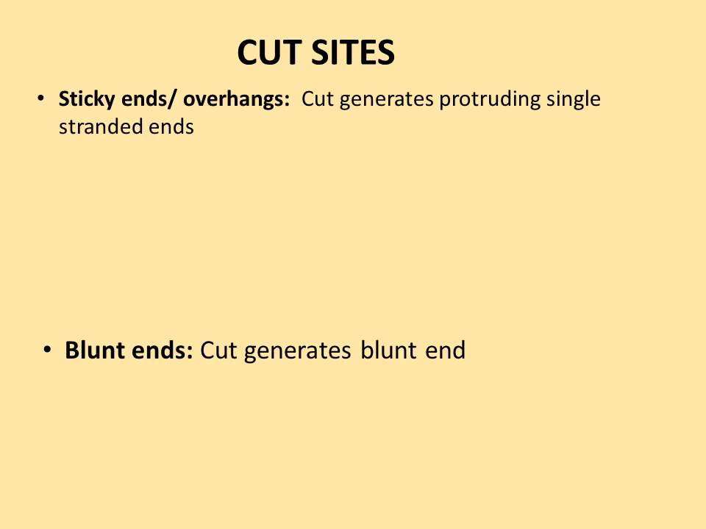Restriction enzymes, after recognizing the unique sequences, cut at specific sites. As I mentioned previously, type 2 restriction enzymes cut at specific sites within the recognition sequence only. Restriction enzymes after digestion generate 2 types of ends, either sticky ends or blunt ends. Sticky end generating enzymes after digestion generate protruding single-stranded ends. An example of such an enzyme is EcoRI.